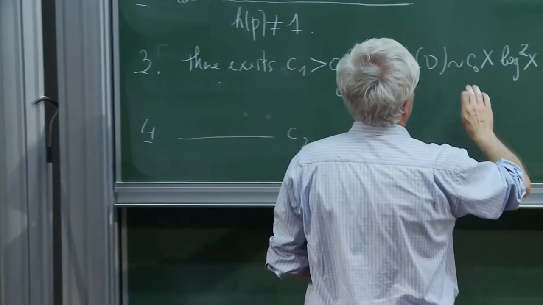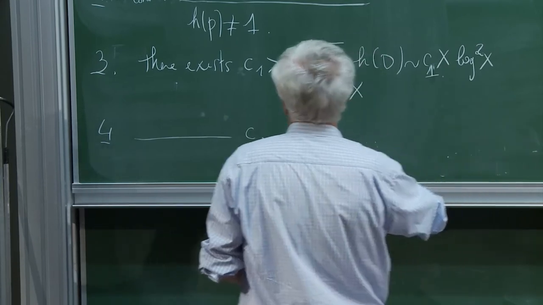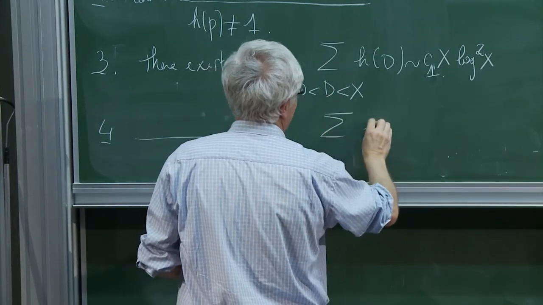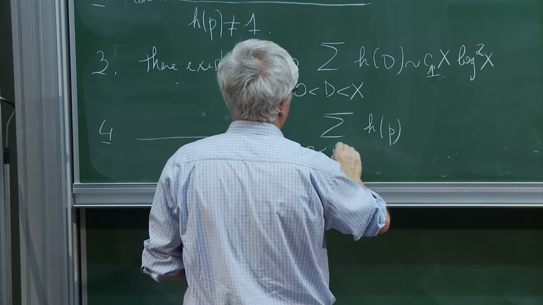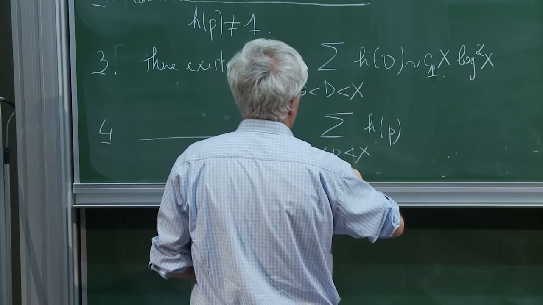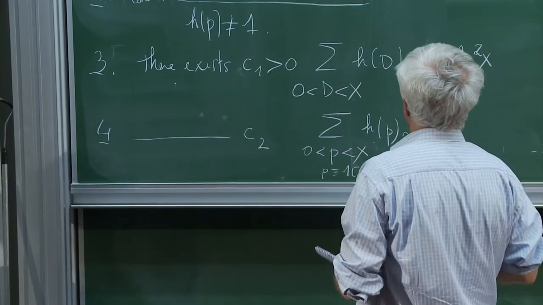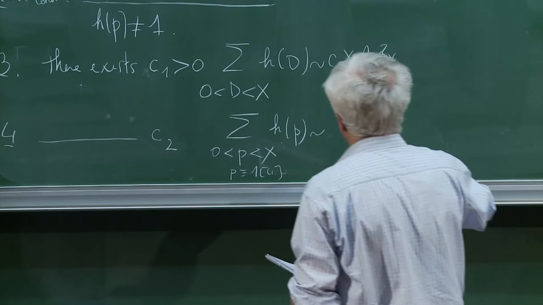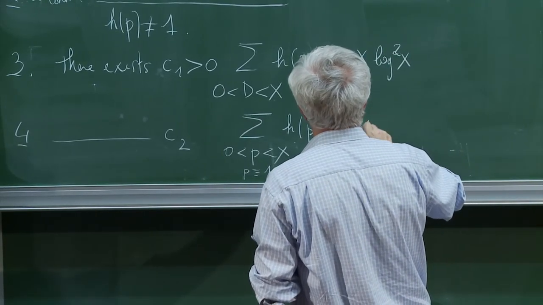Ah, that's false. I stop my talk. Okay. So the sum of H of P over P congruent to 1 mod 4 is equivalent to, I think the constant would be 1 over 8, something like that, C2 x.